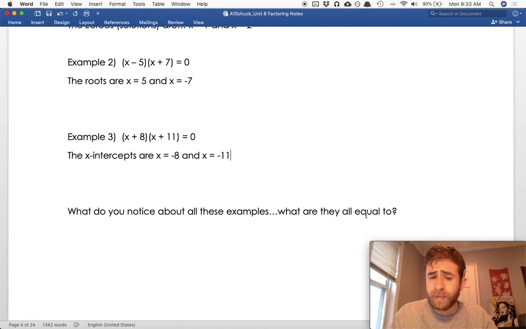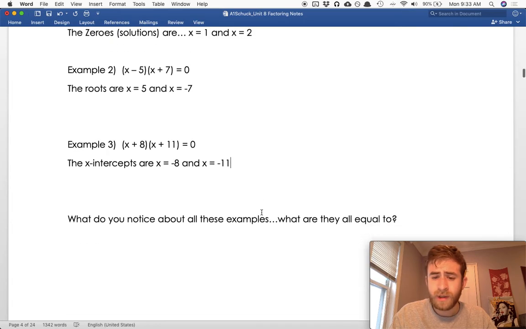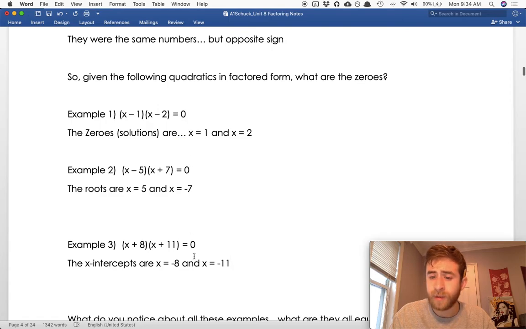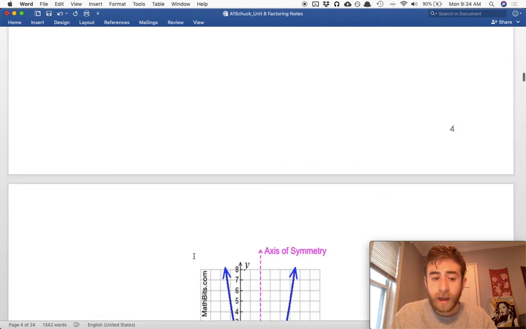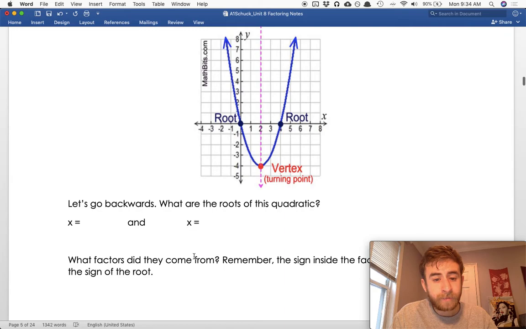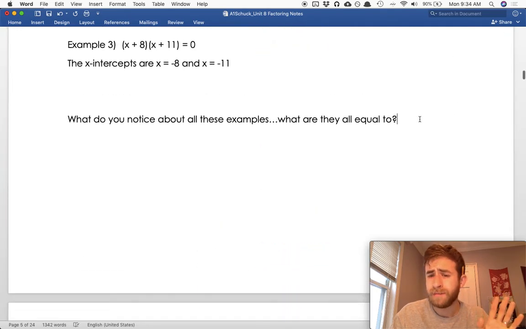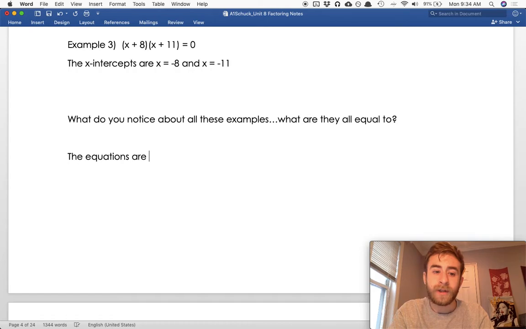And then again over here, it's saying, well, what do you notice about all these examples? What are they all equal to? And they're all being set equal to 0. The equations are all equal to 0.